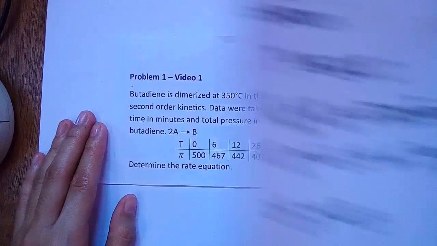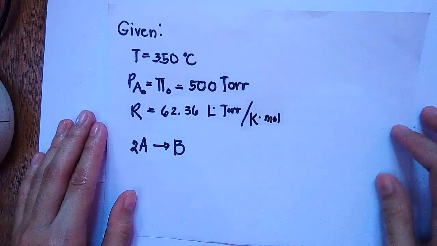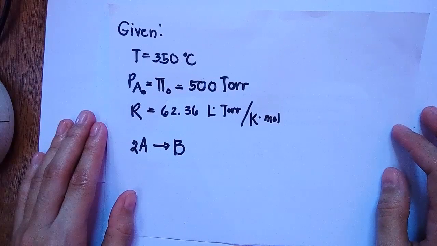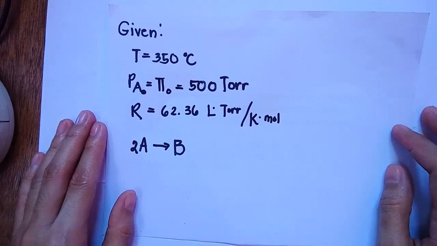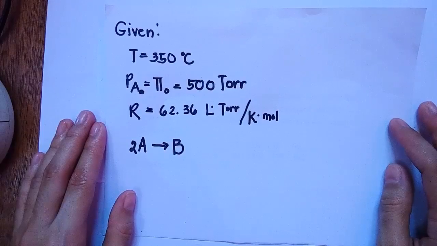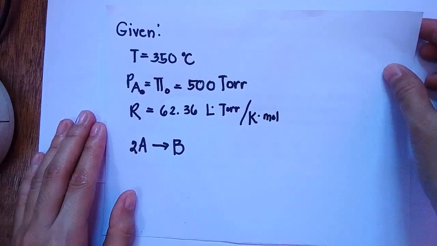We are given the temperature, which is 350 degrees Celsius. From the data given, we can see that the initial partial pressure of A and the total pressure at time 0 is 500 torr. We'll also need a value for the gas constant in terms of torr, since our pressure is in torr, which is 62.36 liter torr per Kelvin mole. The reaction is second-order kinetics. We have a single and elementary reaction with the stoichiometric equation 2A to B.